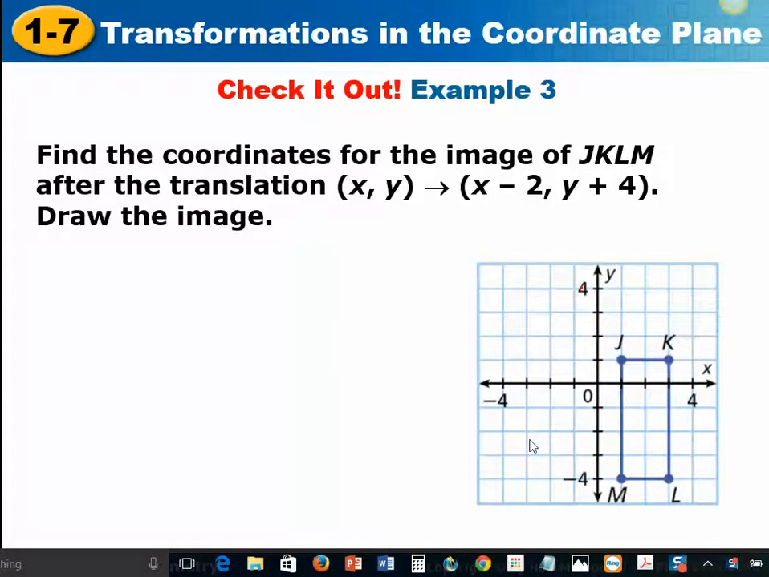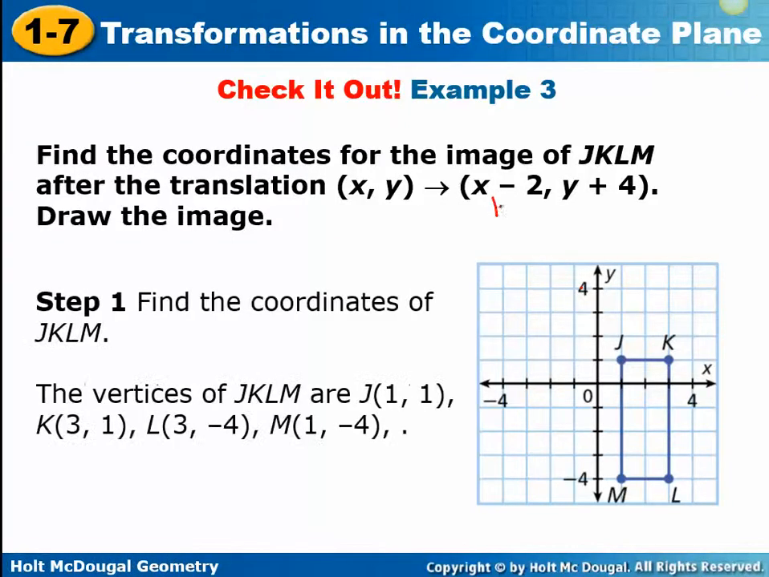Hello, this is Mrs. DB, and we are going to continue our lesson on 1.7 transformations in the coordinate plane, starting with the check it out for example 3 here. In this example, we are supposed to find the coordinates of this rectangle after a translation. They give us the rule for the translation, x minus 2, so that means that every point is going to move to the left 2, and it's going to go up 4.